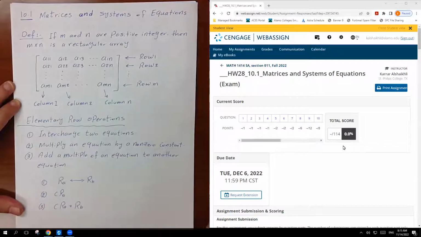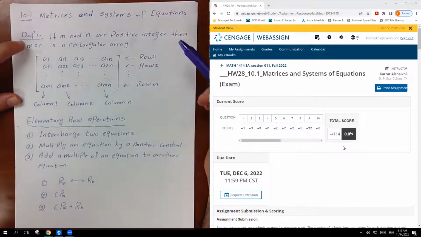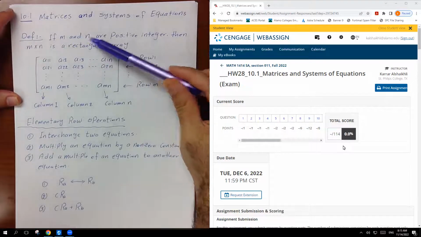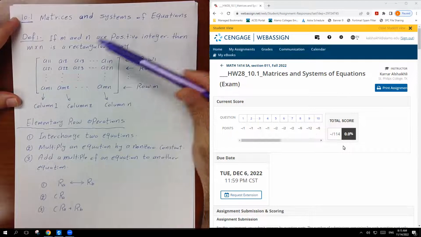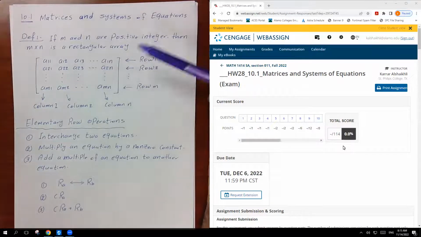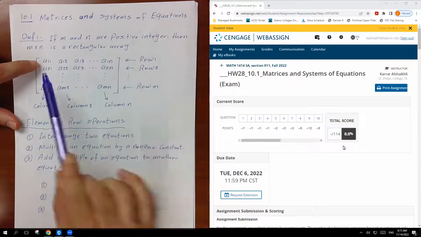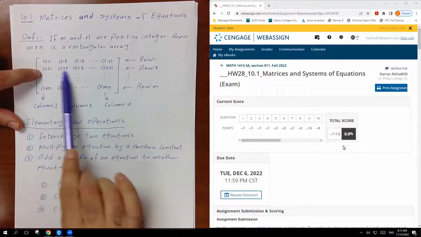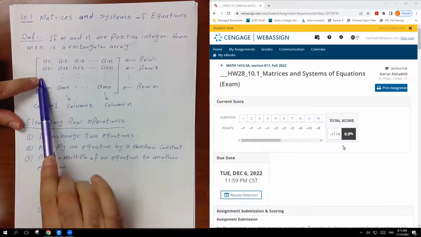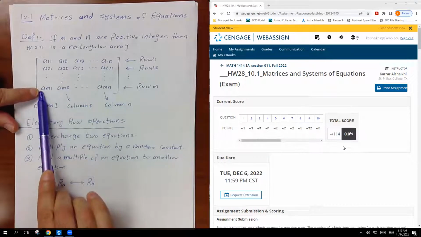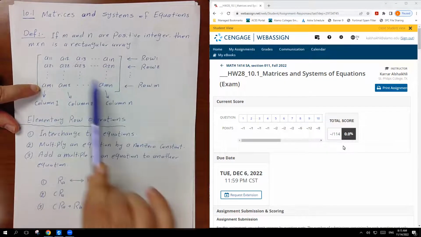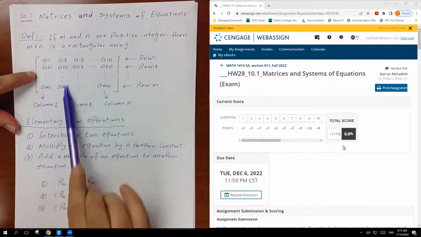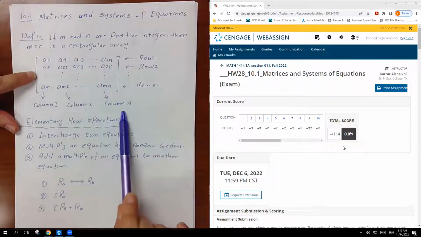Section 10.1, matrices and systems of equations. If m and n are positive integers, then an m times n matrix is a rectangular array. This is the matrix. This is the first row, here's the second row, and keep going, the third row, fourth row, until row number m. And this is column 1, column 2, keep going until column n.